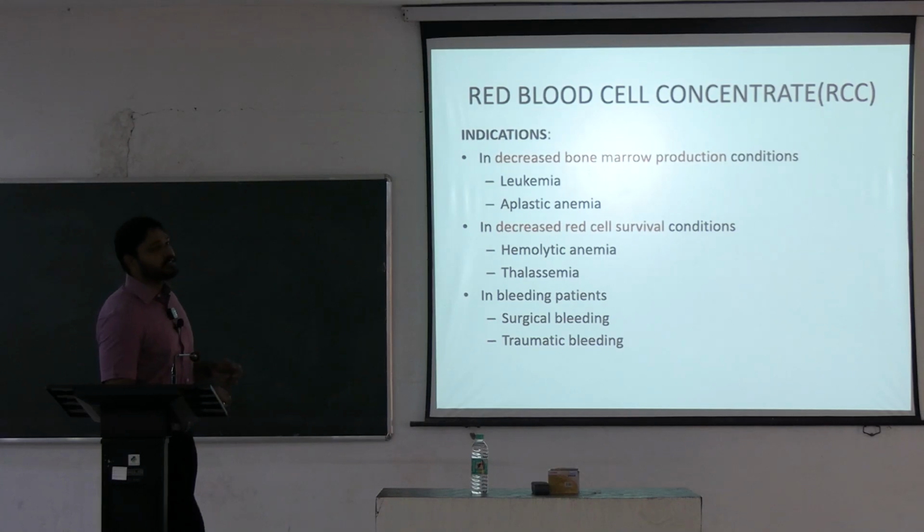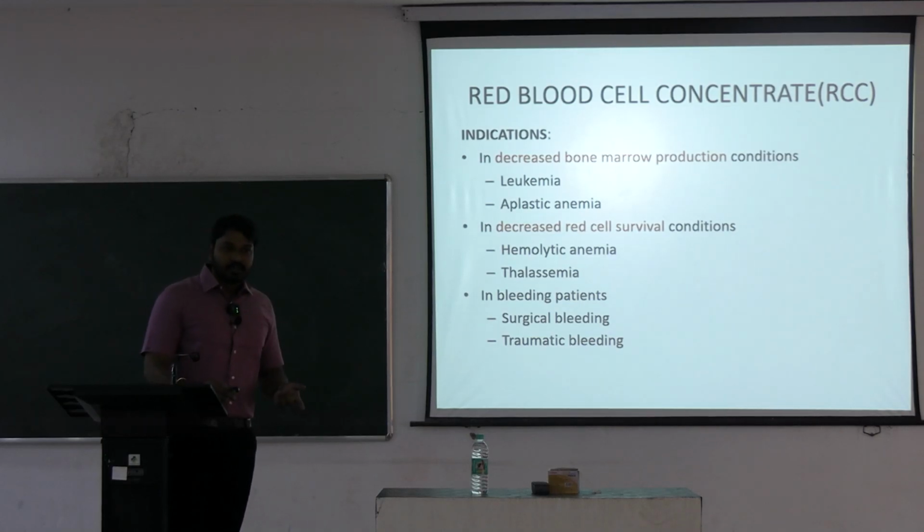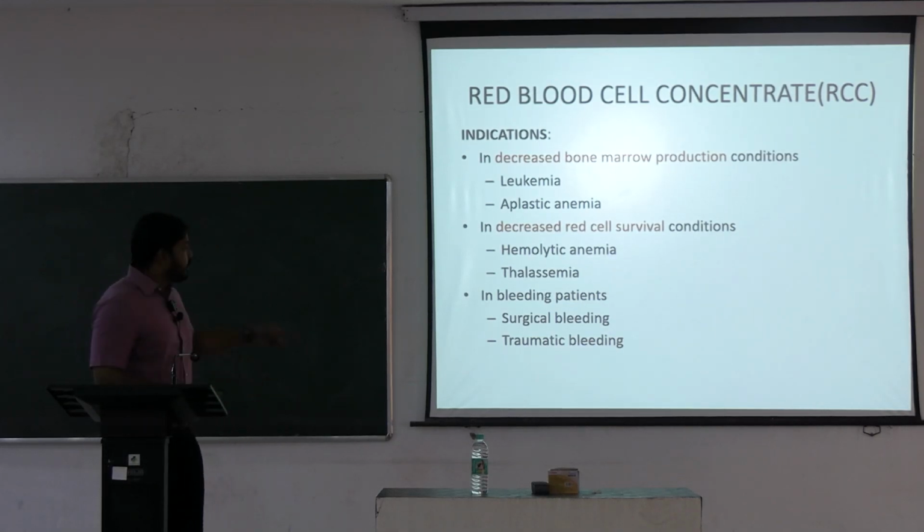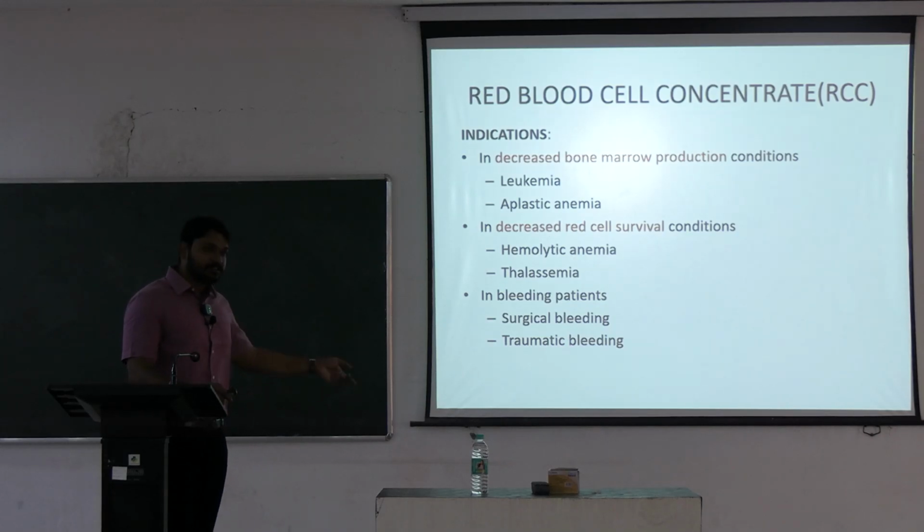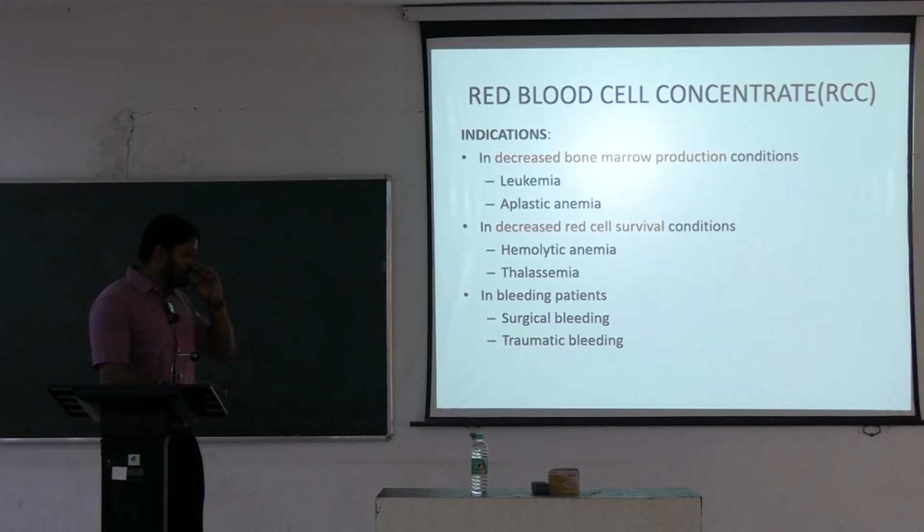When will you transfuse PRBC? In conditions in which bone marrow production is decreased. In bone marrow only, the production of RBCs is decreased in conditions like leukemia and aplastic anemia. And in conditions where RBCs are destroyed more, RBCs are destroyed more in hemolytic anemia and thalassemia, in spherocytosis. In conditions like that, there is increased destruction of RBCs.